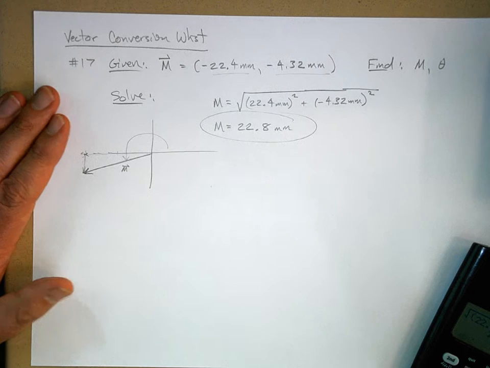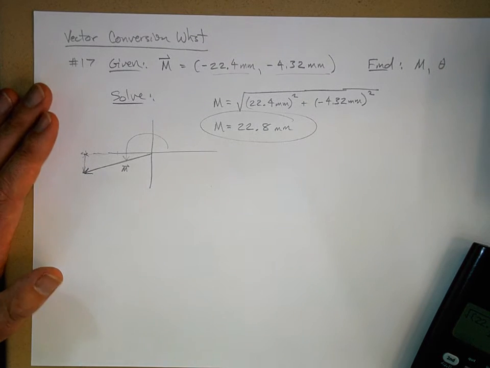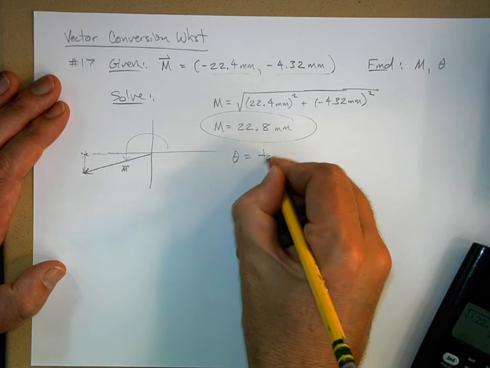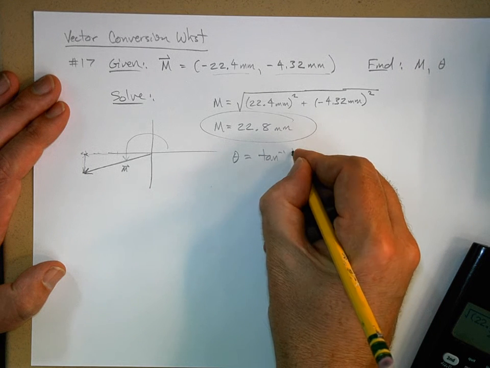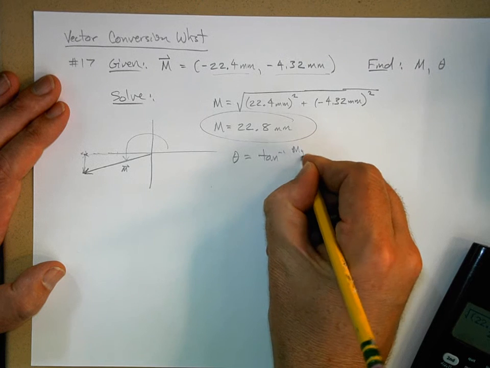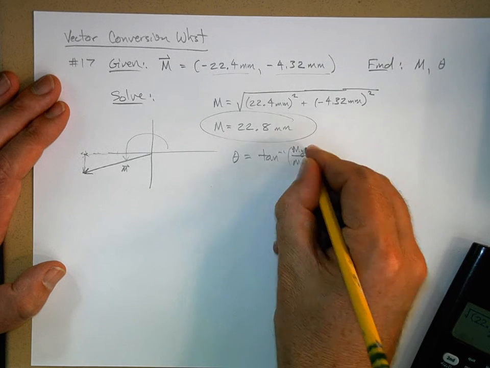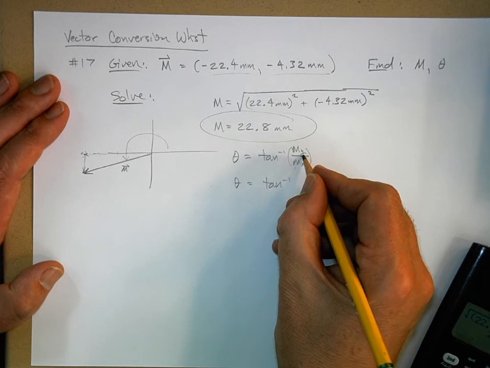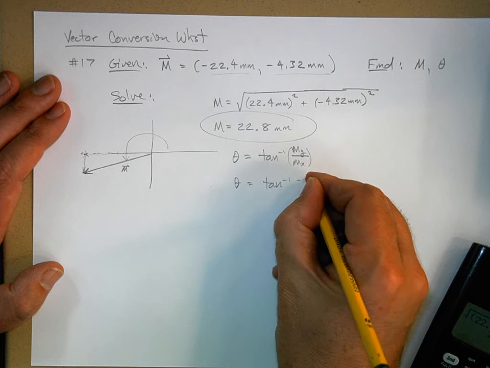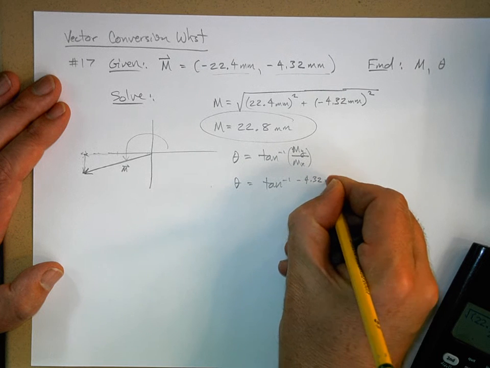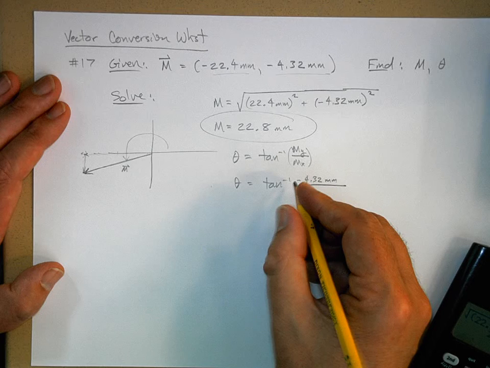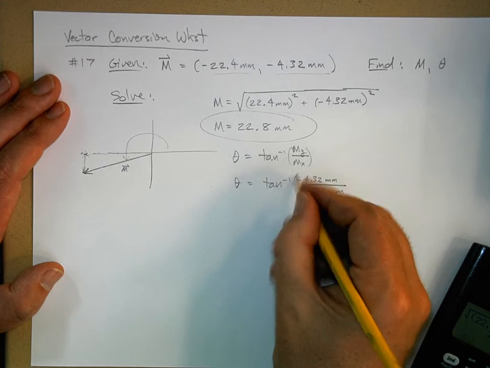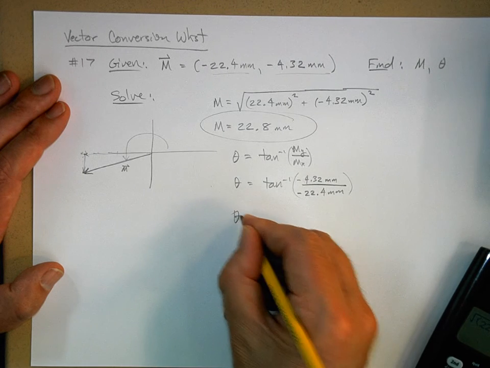So there's the magnitude. Now let's figure out what the angle is. The angle is equal to the inverse tangent of the y component divided by the x component. So let's plug in the numbers now. The y component is given to be negative 4.32 millimeters divided by negative 22.4 millimeters. So if I do that, what do I get?